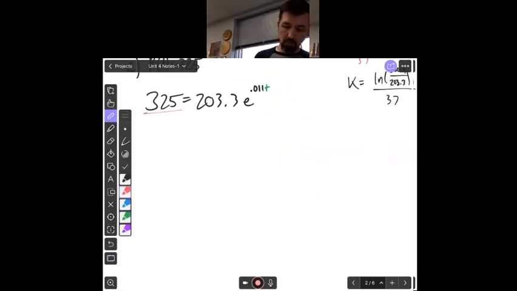So we'll run through that real quick. Divide by the 203, get rid of that coefficient first. This time I'm not going to write it as a decimal because I know later I'm going to want it as a fraction anyways, so I'm just going to leave it as a fraction.